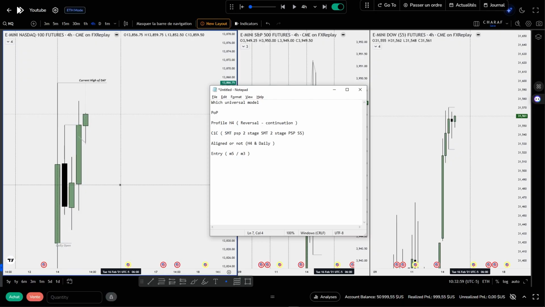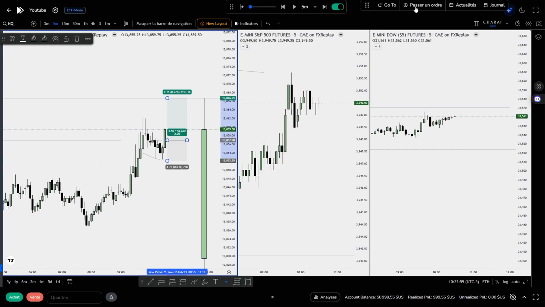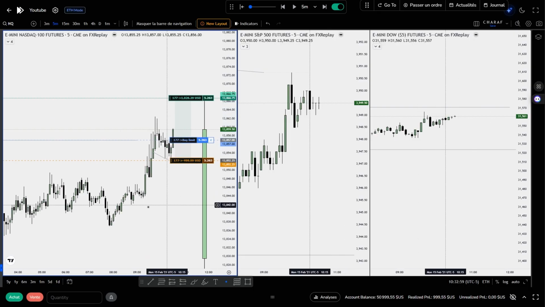Do we have a cracking correlation? Yup, we do. We have a 2-stage cracking correlation. Are we aligned with the 4-hour and the daily? Yes. And entry, we got an M5, so we'll get the criteria there met. So we're just gonna go with a buy limit. Let me put that one there. This one will be here, so that way we can journal the trade.